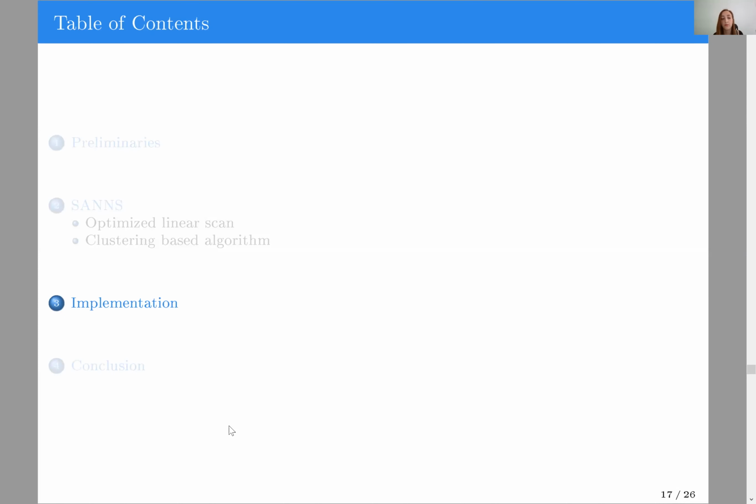So I'm going to move to the implementation part. Of course, if there are any questions until now, feel free to stop me. I had one question. Yes.